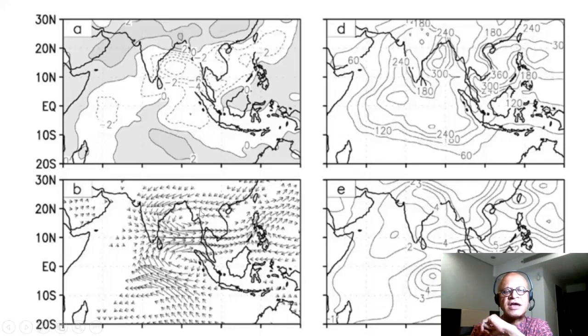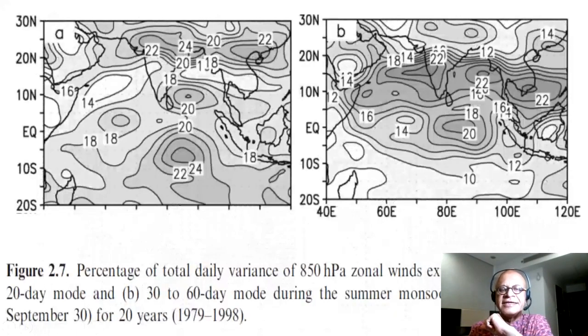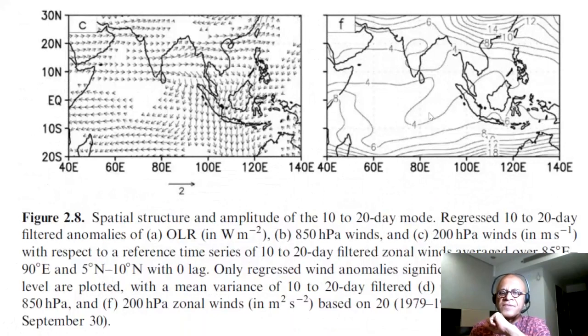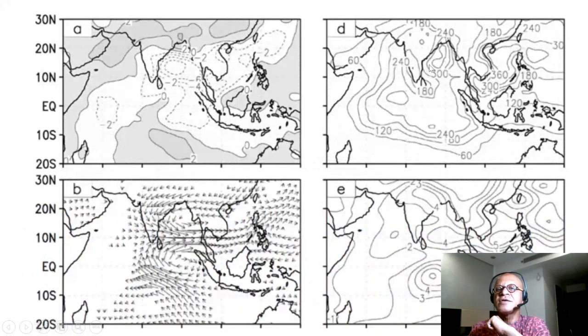And associated with that you have, so low OLR is convection, right? Tall clouds, cold temperatures, outgoing longwave radiation is minimum here with respect to the filtered time series. 850 hectopascal winds show the cyclonic circulation and the anticyclonic circulation that goes with that. And here D is the OLR again, E is the 850, and F is the, so D is the OLR. Again you see the OLR here, the structure.